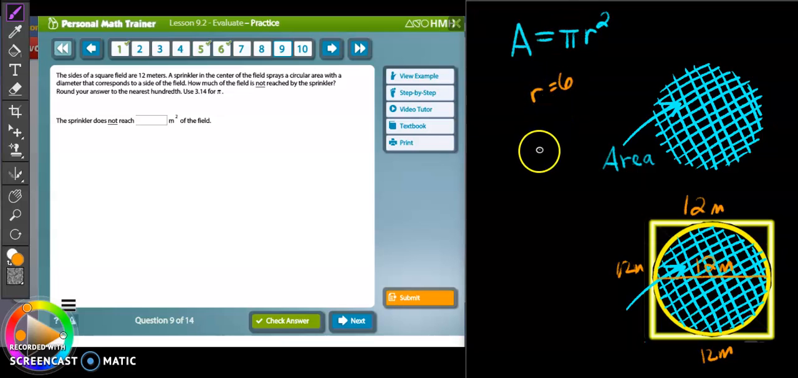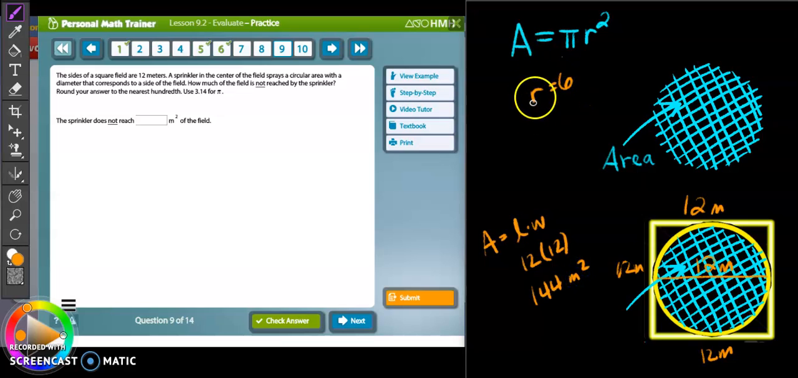So now you can use your formula. What you're going to have to do is find the area of the circle and the area of the square. Well, to find the area of a square, you take 12 times 12, because the area of any rectangular shape like that is length times width, or base times height. And because they're the same, it's really just squaring it, but you could just say 12 times 12. So the big area is 144 meters squared.